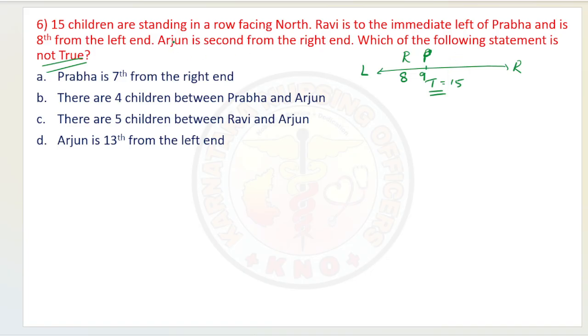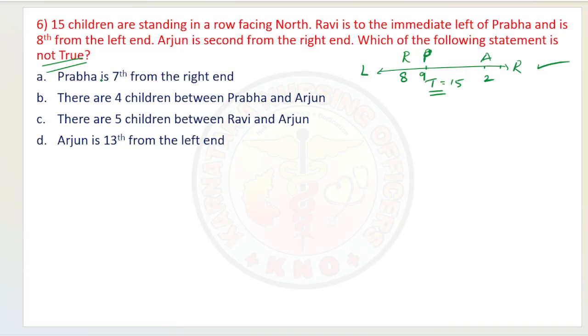Next, Arjun is second from the right hand. So here is the right hand and here is one person and here is the second. So Arjun is second from the right hand. Okay. Now, which of the following statements is not true? This is the data according to the statement. Now, we need to check each and every statement, which is true and which is not true.